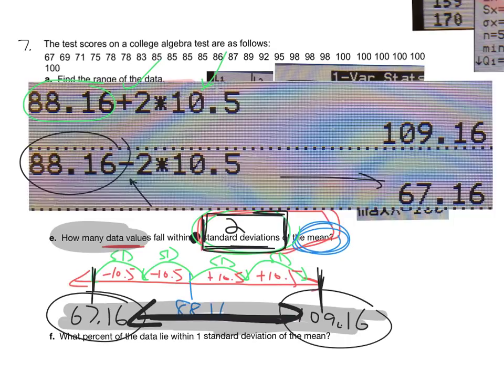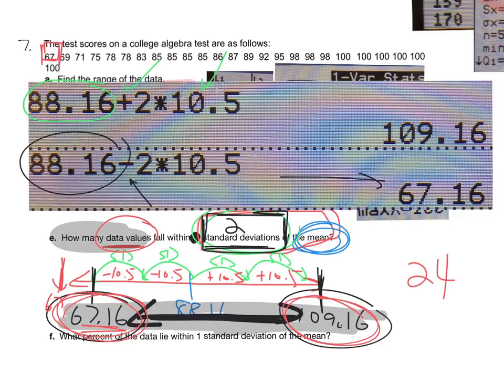And if you notice, the only data value which is not in that range is the 67. The 67 on a number line would fall to the left of the 67.16. So here, since we had 25 data values, the number of data values between 67.16 and 109.16, the answer is going to be 24. Every test score except this 67 was in that 67.16 to 109.16 range.